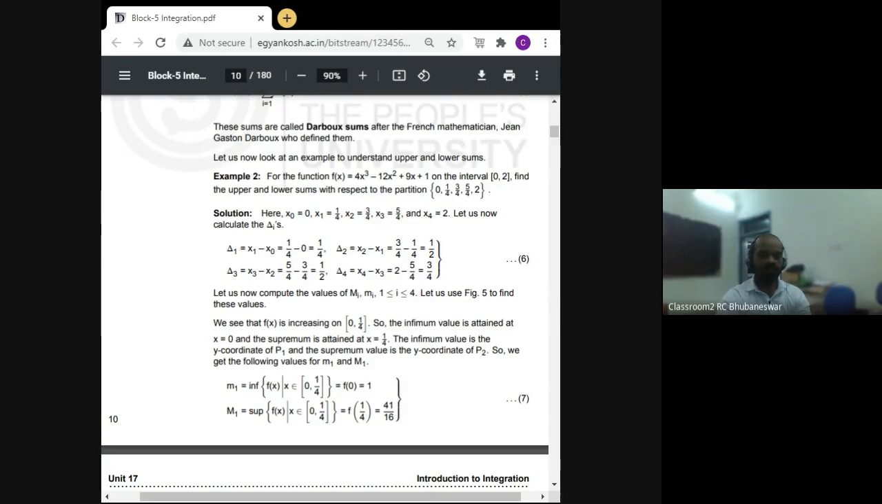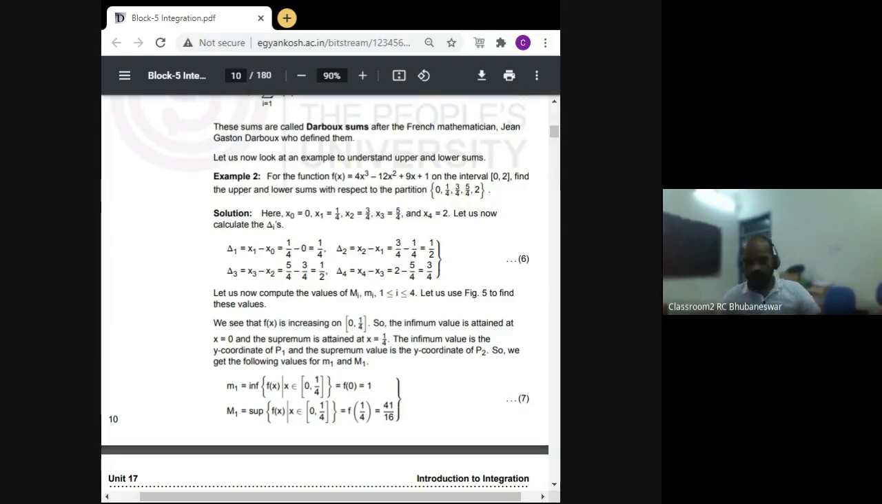Now we can calculate the length of each interval. Delta 1 equals x1 minus x0, similarly delta 2 is x2 minus x1, delta 3 is x3 minus x2, and delta 4 is the difference between x4 and x3. So in this way, very simply, we can calculate the length of each interval. We have partitioned the given interval 0 to 2.